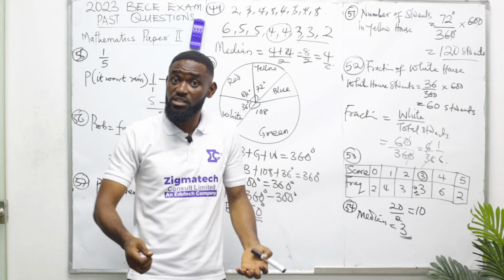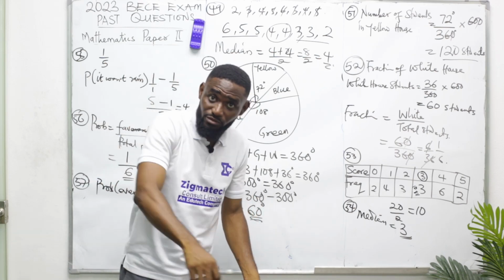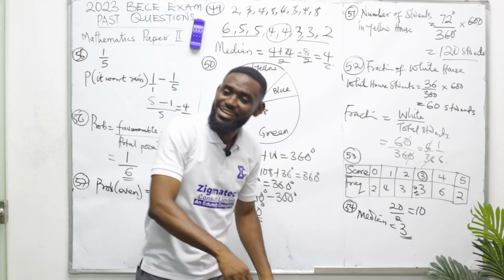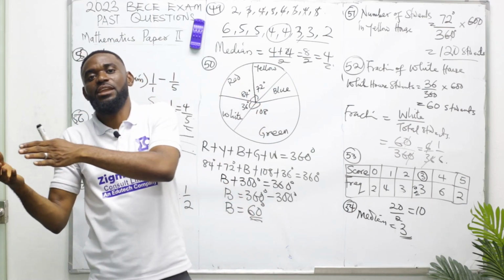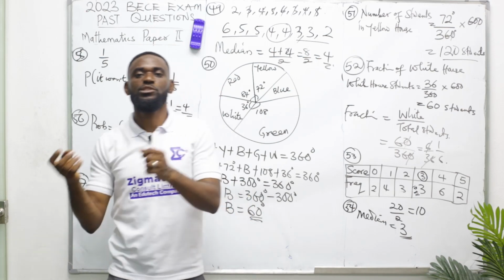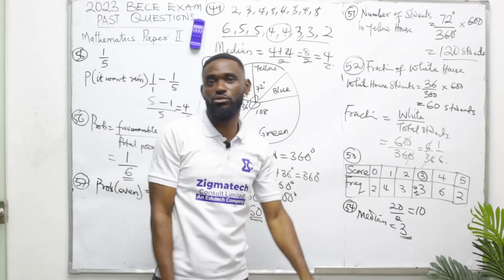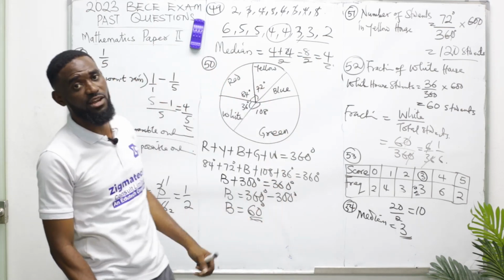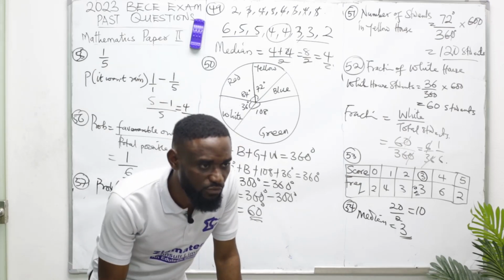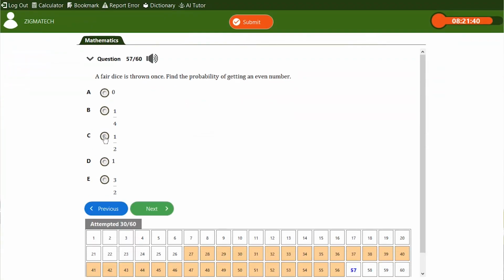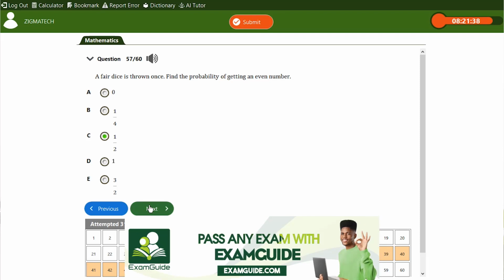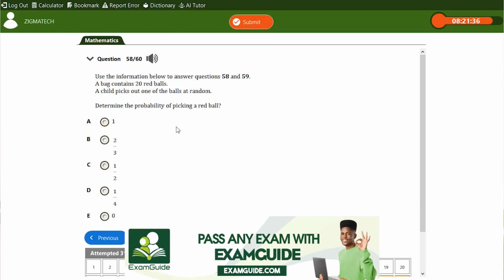It means it's 50-50. If you throw a die now, it is possible that an odd number will come out. It is also possible that an even number will come out. So it's 50-50. That is half. So that is 1 over 2. C is the correct option there. So let's go to the next one, 58.